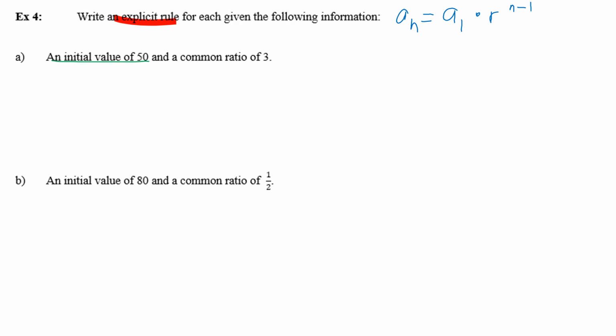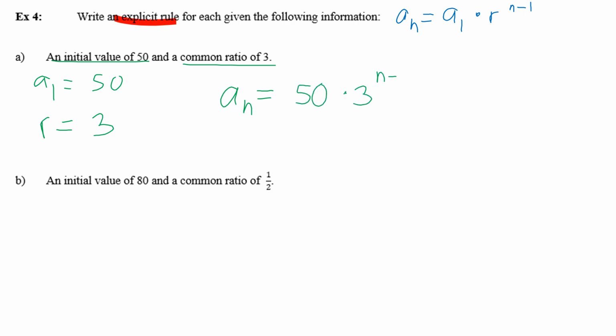Initial also means what it starts with, or the first one. So they're telling us right away that a_1 is 50. And it says common ratio is 3. Common ratio, we should understand that to be the letter r, which is what are you multiplying by each time? 3. And we have enough information already to write the formula. So we have a_n equals a_1, which is 50, times r, which is 3, raised to n minus 1.